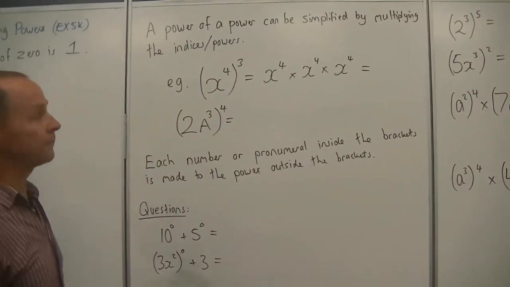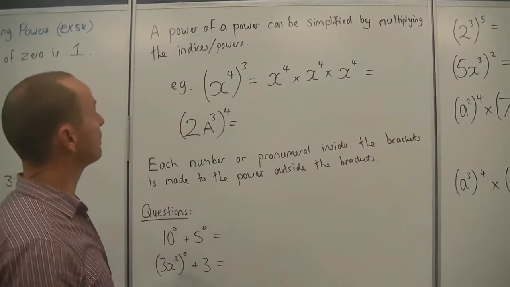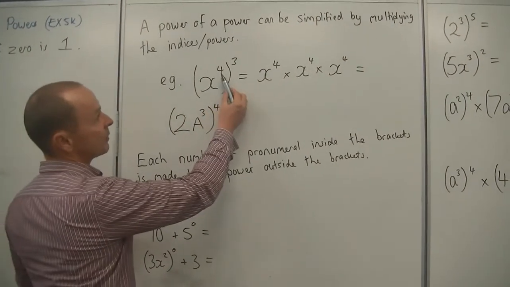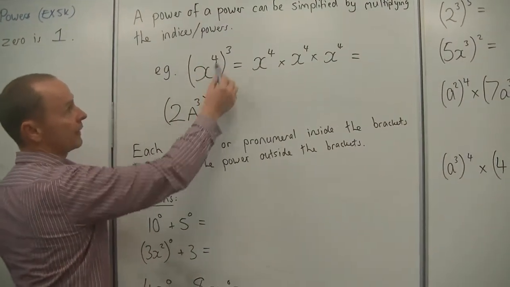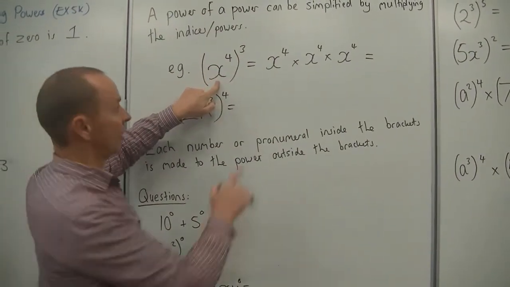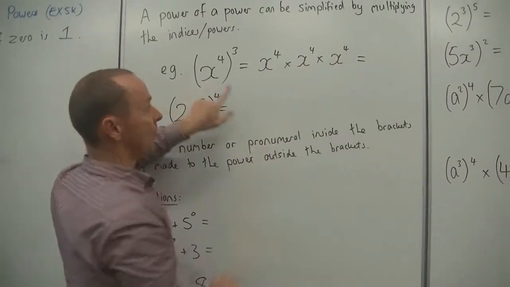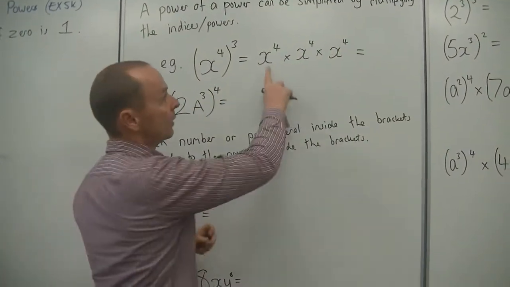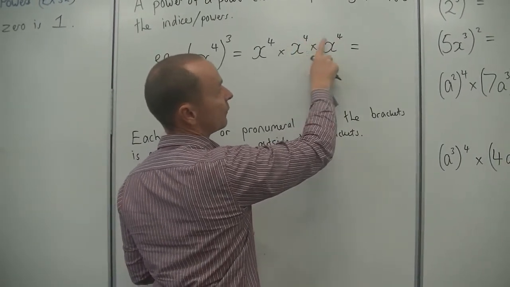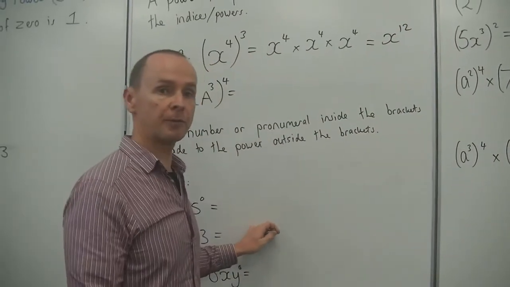Now the next one says a power of a power can be simplified, and you just multiply the powers or indices together. So for instance, x to the power of 4, now that whole thing, that is cubed. So remember what cube means. You times this by itself 3 times. So x to the power of 4 times x to the power of 4 times x to the power of 4. Now from our first rule, when you're multiplying with the same base, you add the powers together. 4 plus 4 plus 4 is 12. So the answer is x to the power of 12.